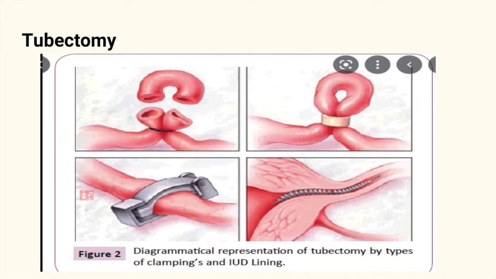Next one is tubectomy. Tubectomy is done to make the woman sterile. These are some procedures known as tubectomy. In that case, a fragment of the fallopian tube is cut here, and here you can see a clamp. Here they make a knot, and here they pass an IUD, intrauterine device. These are some procedures to make the woman sterile for family planning purposes. So this completes the fallopian tube.